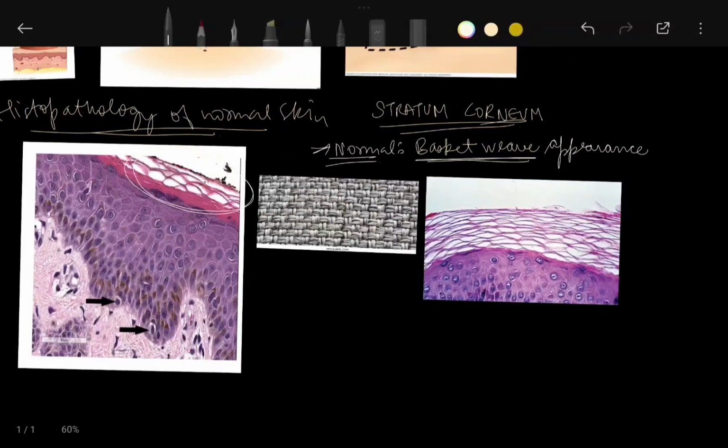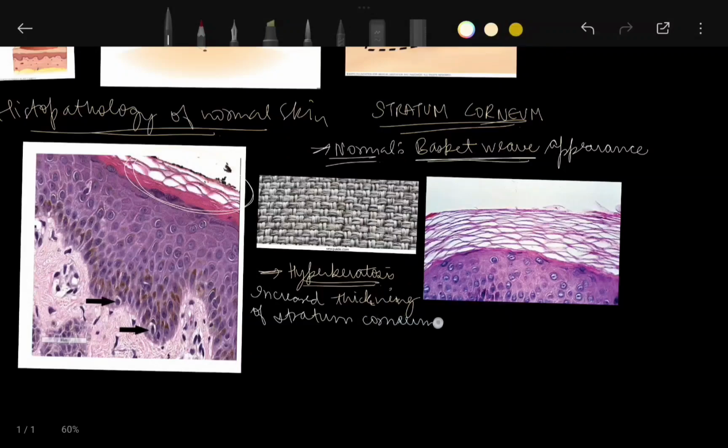This layer over here is the stratum corneum. A basket weave appearance is seen. In case of hyperkeratosis, what happens is there is increased thickening of stratum corneum. Hyperkeratosis is seen in psoriasis.